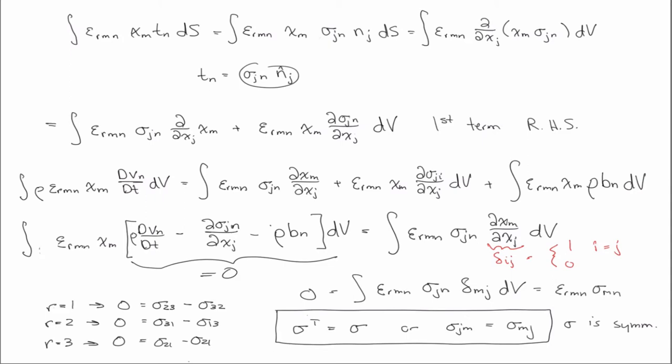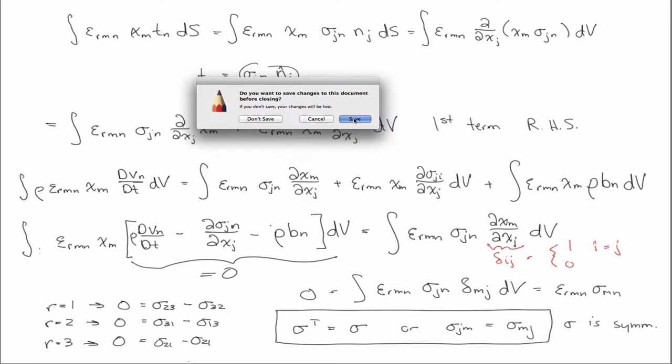Okay, so now we have mass, linear momentum, angular momentum. What's left? Energy.